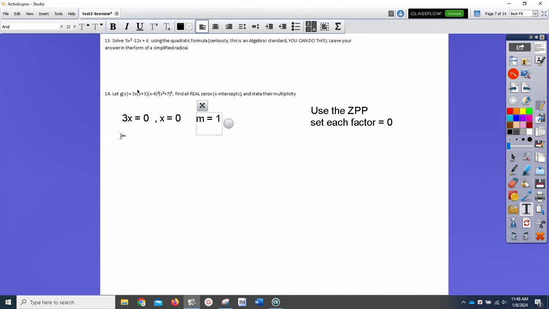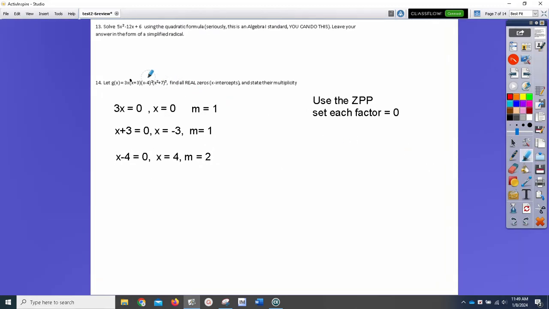The next factor you have is x plus 3, and you're going to set it equal to 0. If you shift your 3 over, you get negative 3. This factor had an exponent of 1. The multiplicity is 1. Now I see x minus 4 squared, and it's equal to 0. Just take the stuff inside, set it equal to 0, x equals 4. Its multiplicity is 2 because it had an exponent of 2.